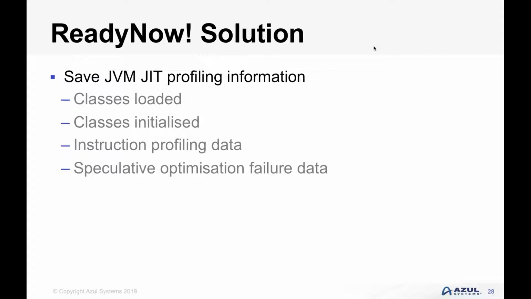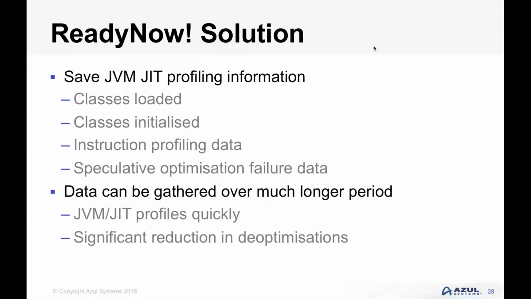So what we record in the ReadyNow profile are four things. Firstly, we record all the classes that are loaded. Then we record all the classes that are initialized, which could be a subset of the first loaded classes. We record all the profiling data that was gathered by the JVM up to the point where you gathered the profile. So you're effectively recording all that information about what went through the system and which methods were hot, which methods were cold, things like that. And most importantly, any speculative optimizations which failed. So in order to get to that point, which things did you have to throw away the compiled code and then recompile it, which is very inefficient.